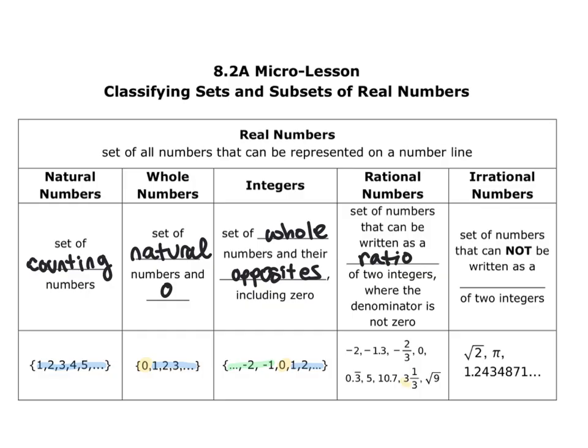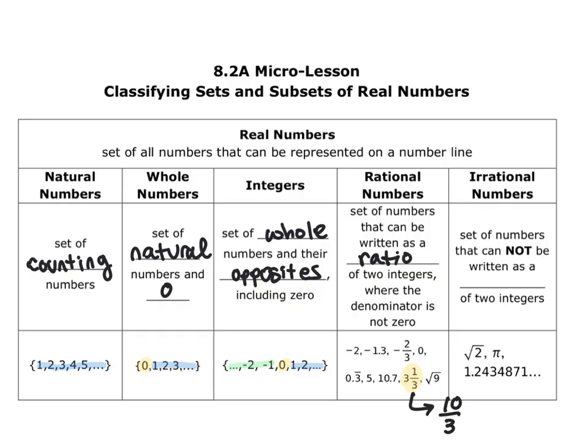So for example, this 3 1/3 here, you might be thinking, hey now, I wouldn't know how to write that as a ratio of two integers. Here's how you would do it. 3 1/3 as a mixed number, I mean, as an improper fraction, is 10/3. And 10/3 is the ratio of 10 and 3. 10 and 3 are both integers, so 3 1/3 is equivalent to 10/3, and that is a rational number since it's a ratio of two integers.